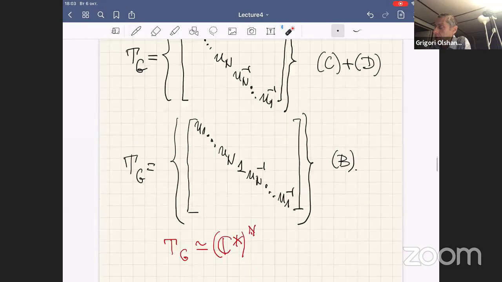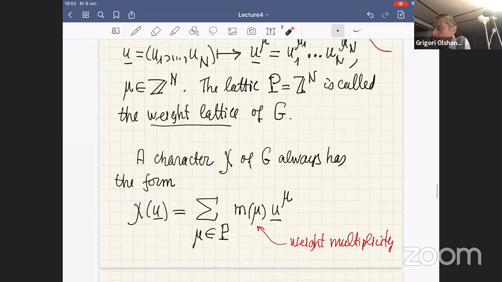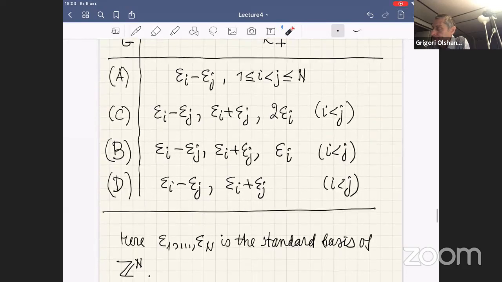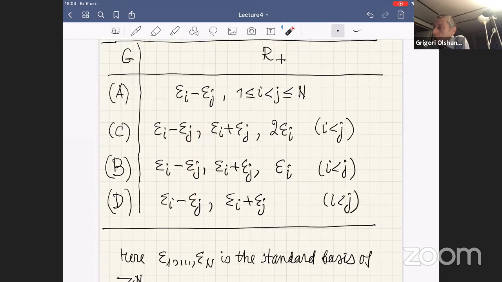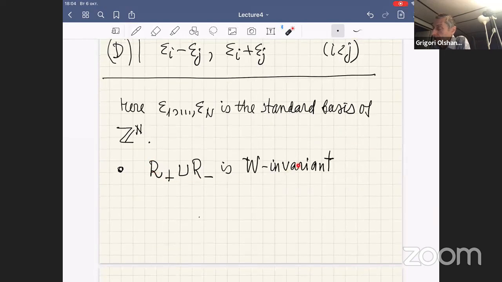This explains the source of this picture. So these are the roots. I don't want to explain exactly what this means. Just understand this in this dogmatic way. But in the textbooks, we can read the general definition of the roots. We need the fact that the set of roots is W invariant.